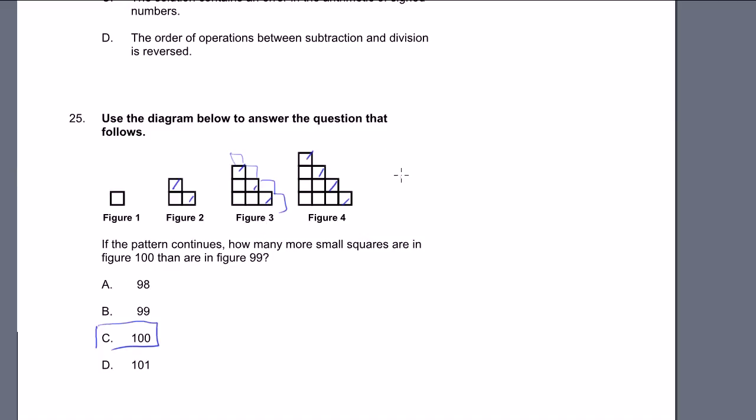When we go from n to n plus 1, we're adding n plus 1 squares. So you go from 99 to 100, you add 100 squares, or there are 100 more squares in the 100 figure than in the 99 figure. Next problem.